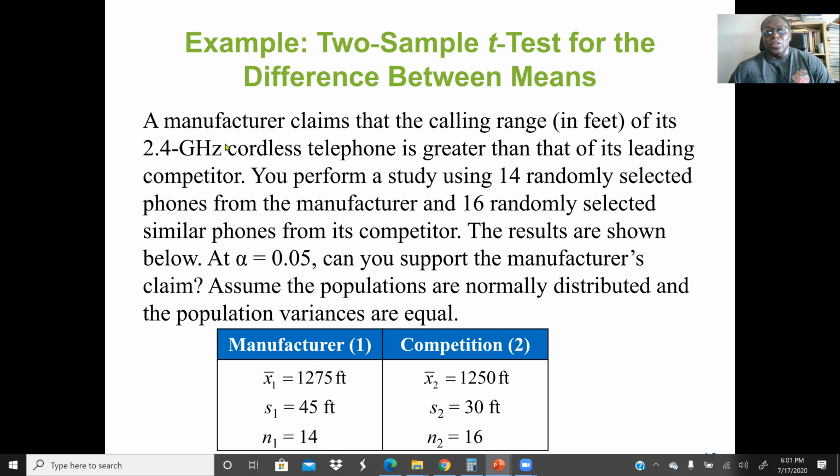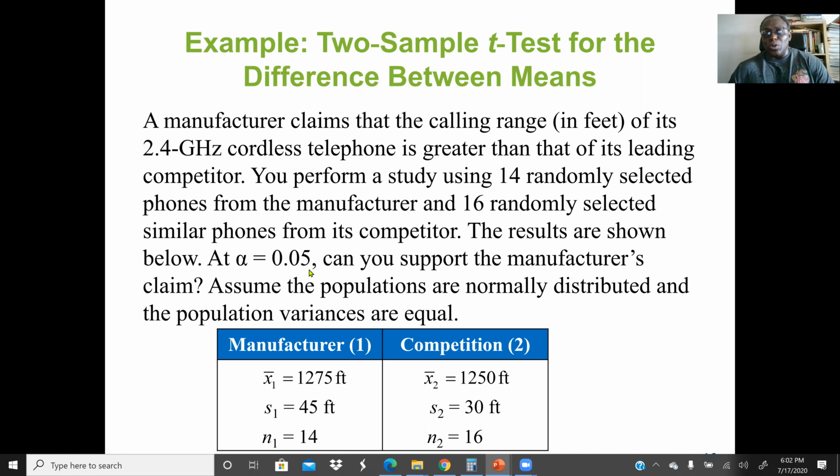So this is a second example question. Here a manufacturer claims that the calling range in feet of his 2.4 gigahertz cordless telephone is greater than that of his leading competitor. So it's greater than. Now you perform a study using 14 randomly selected phones from the manufacturer and 16 randomly selected similar phones from its competitors. So now the sample size is less than 30, so it's small. We're going to do it as a small independent sample. The results are shown below.